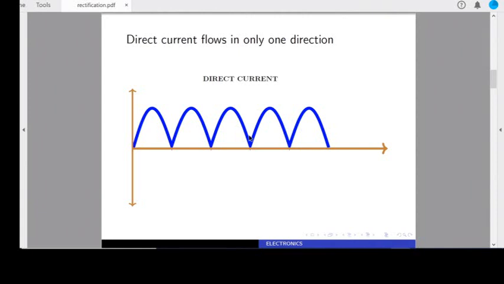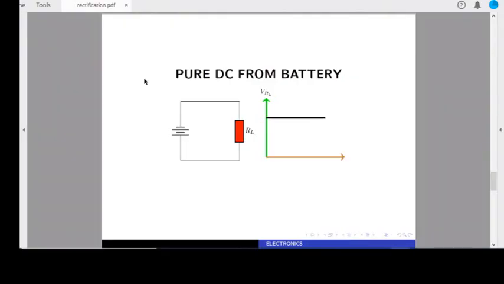In this form, it cannot be used in electronic circuits. We have to work on it in such a way that it becomes smooth, like the DC that is produced by a battery. If you look at this diagram here, we find that the DC produced here is smooth, it is pure. Our DC that is produced after rectification should be almost the same as this one here, though it may not be exactly that.